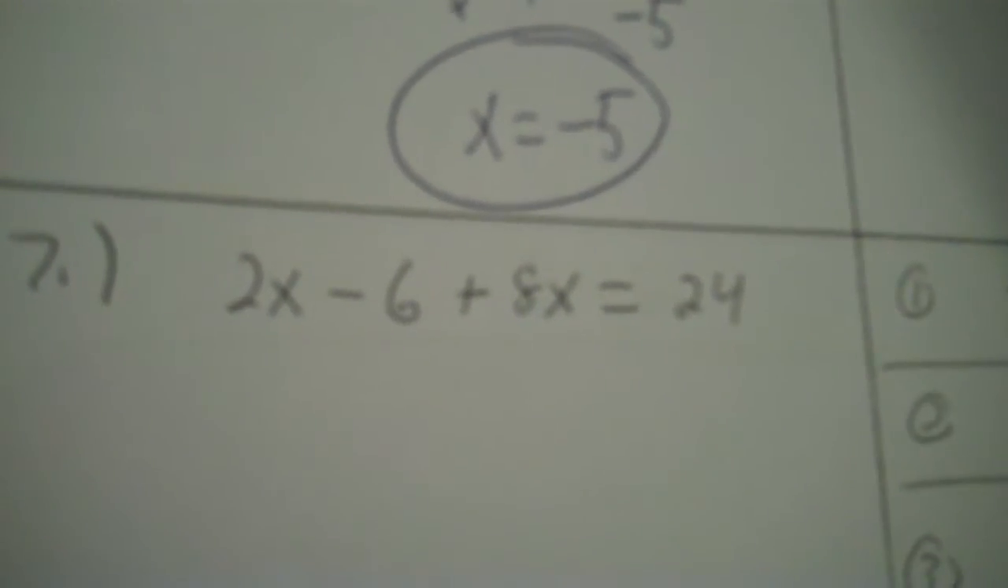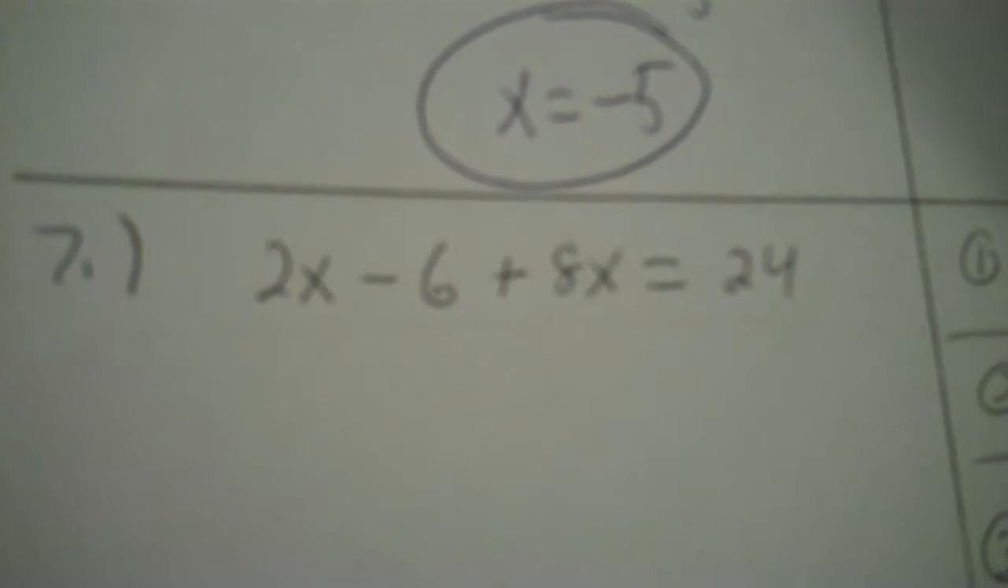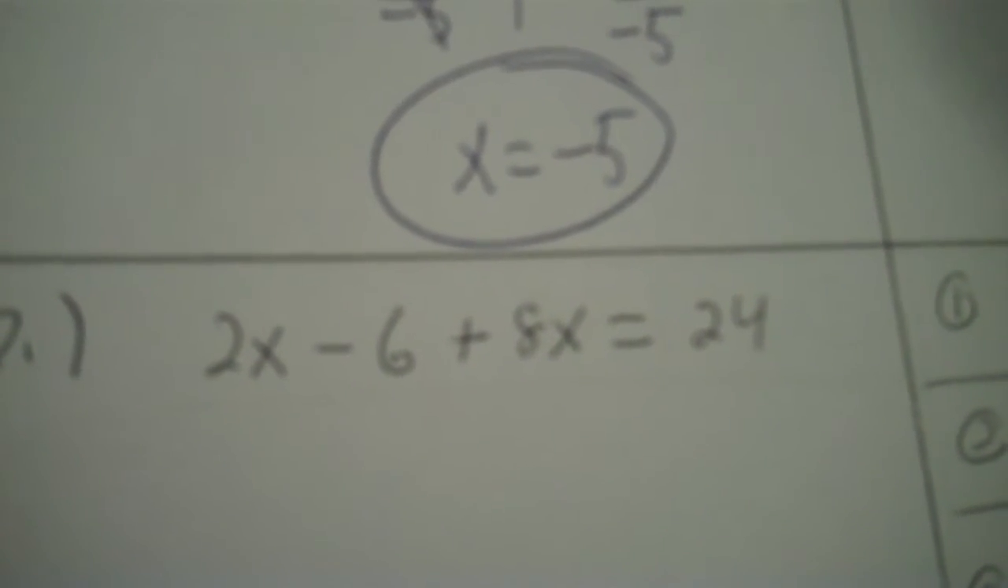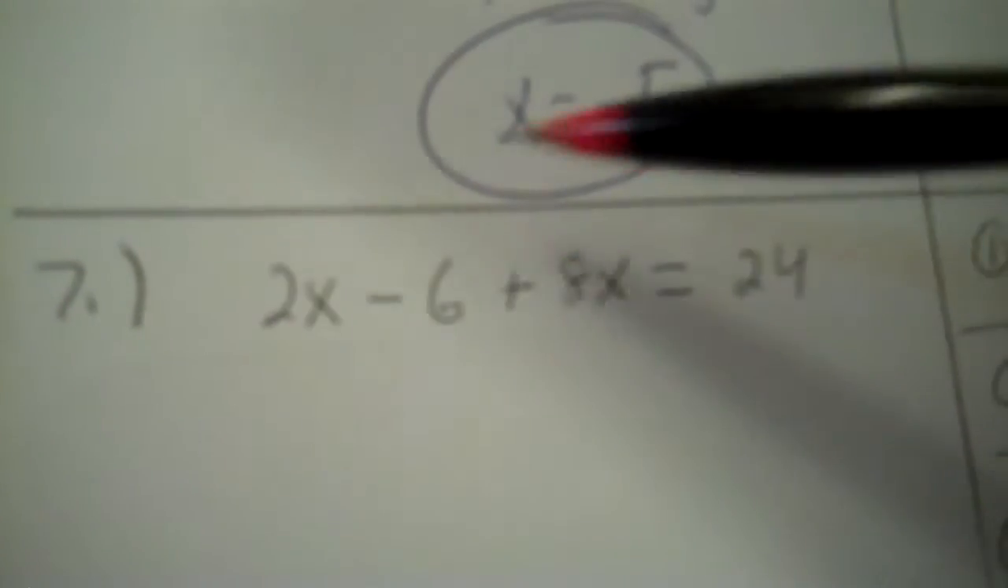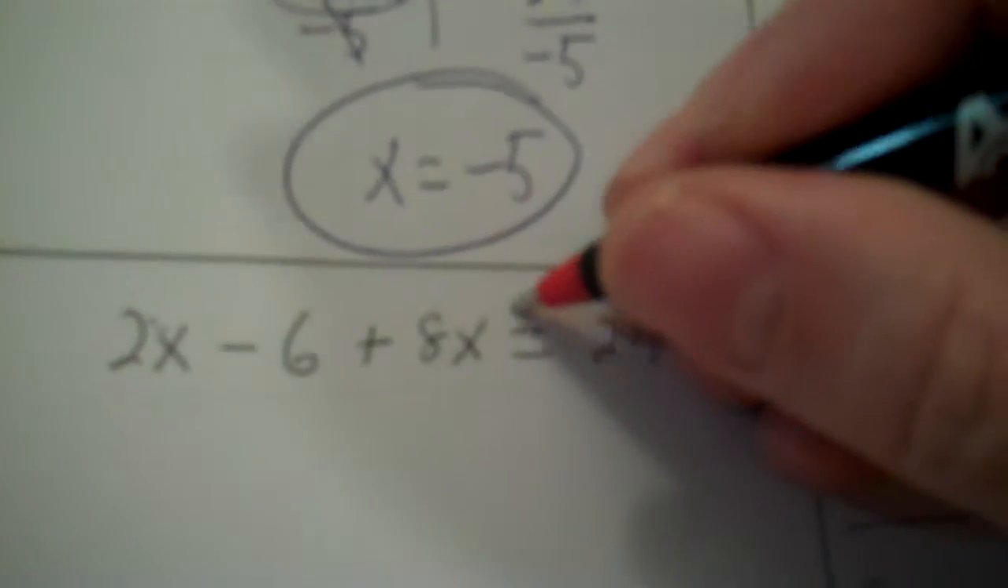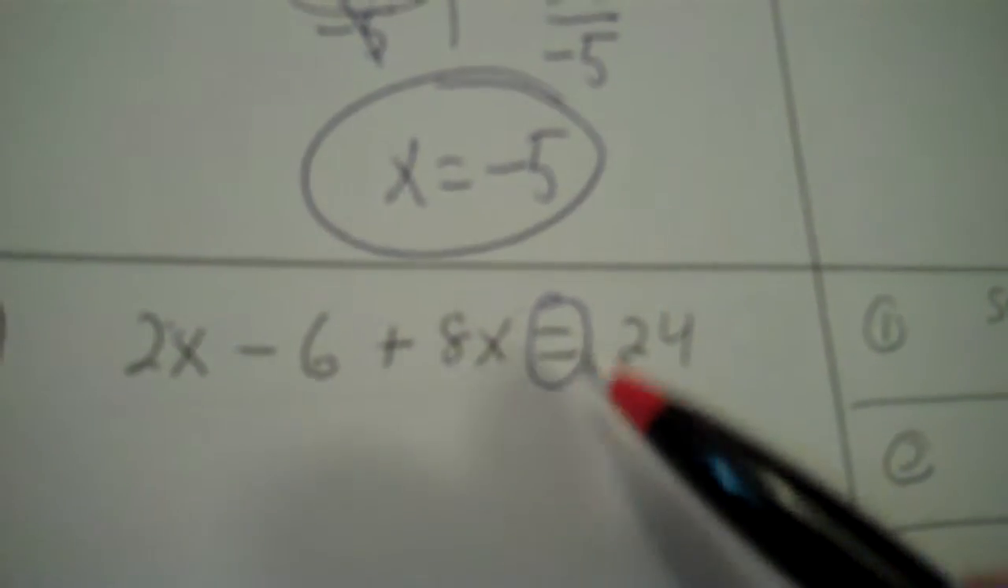Okay, number 7, and if you get stuck, you can always look over here. 2x minus 6 plus 8x equals 24. Now, we have two different x's, a 2x and 8x. So I have asked you the question over here, are those x's on the same side or on the opposite side? By that I mean, where are they at with the equals? They're on the same side, okay?